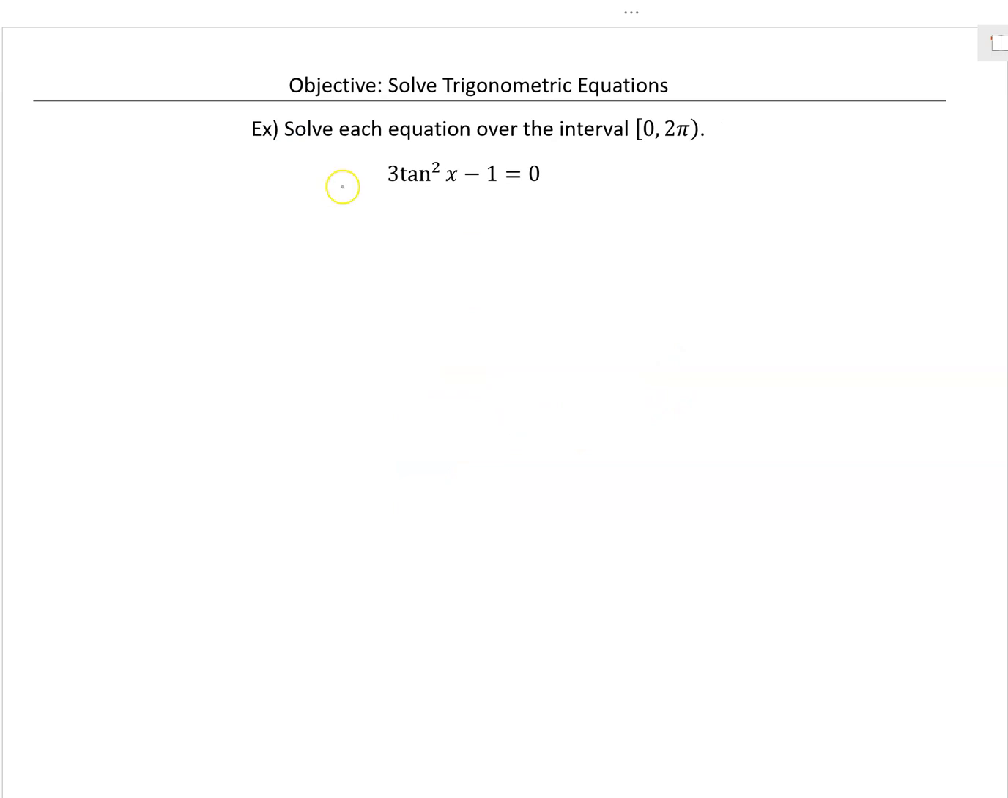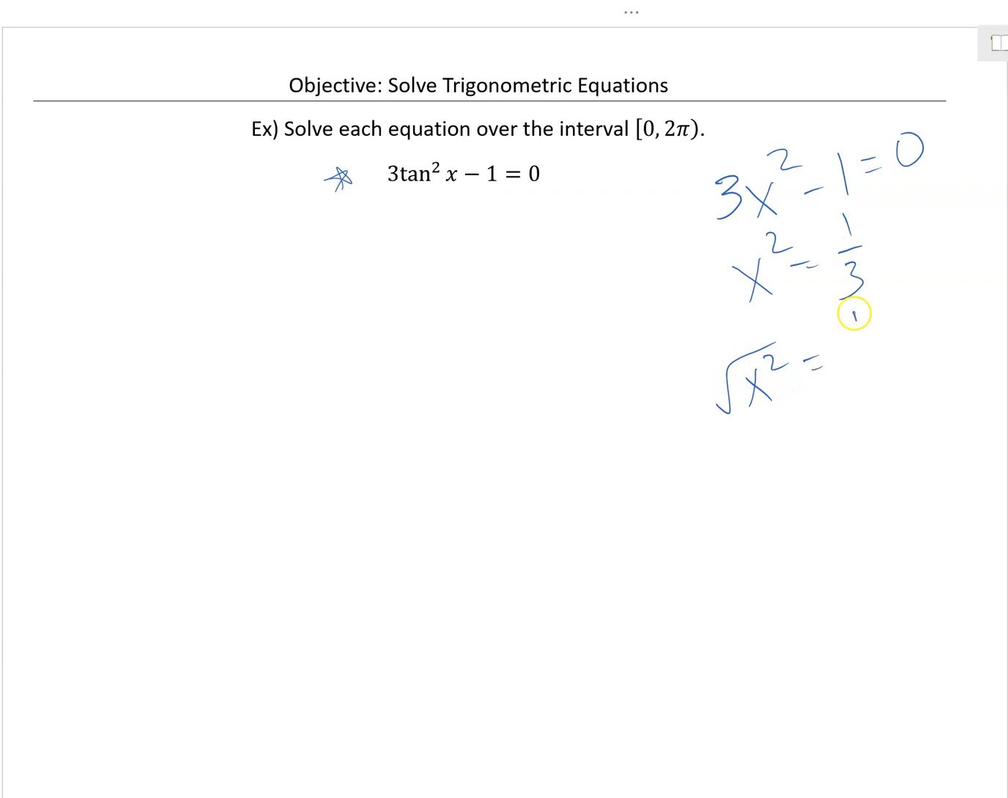So here we have 3 times tangent squared x minus 1 equals 0. This would be a quadratic structure because our trig function of tangent is squared. And so we would treat this problem very similar to how we do something like 3x squared minus 1 equals 0. This one, we can't factor because we don't have a difference of 2 squares, but we can isolate the x squared by adding 1 and dividing by 3, and then take the square root of both sides.